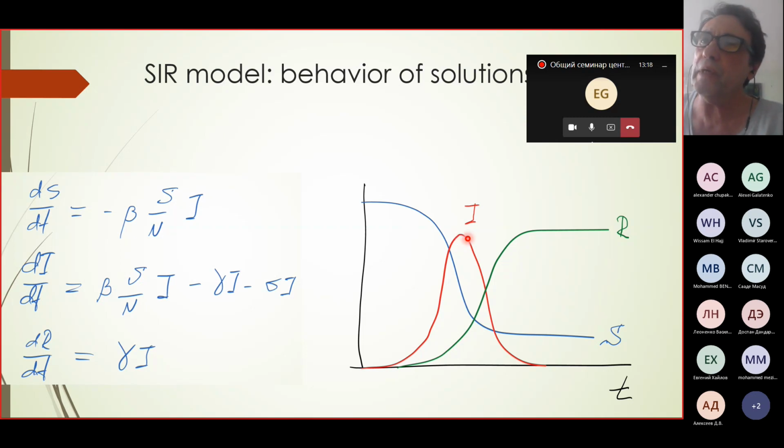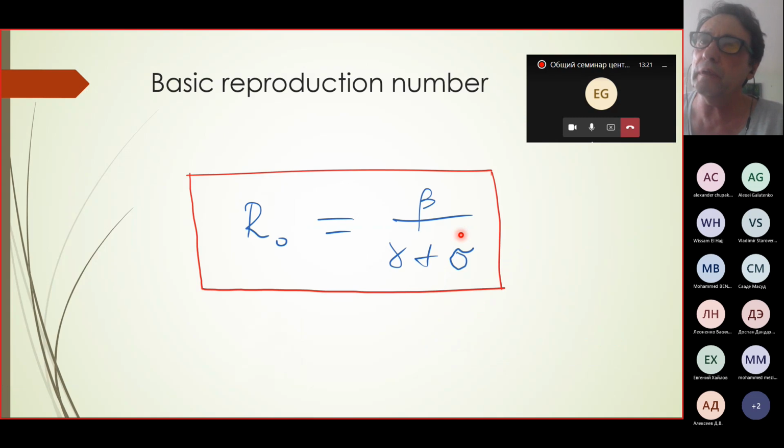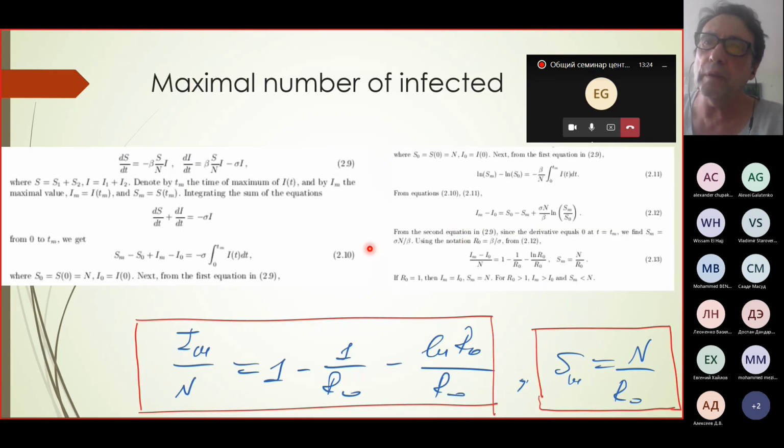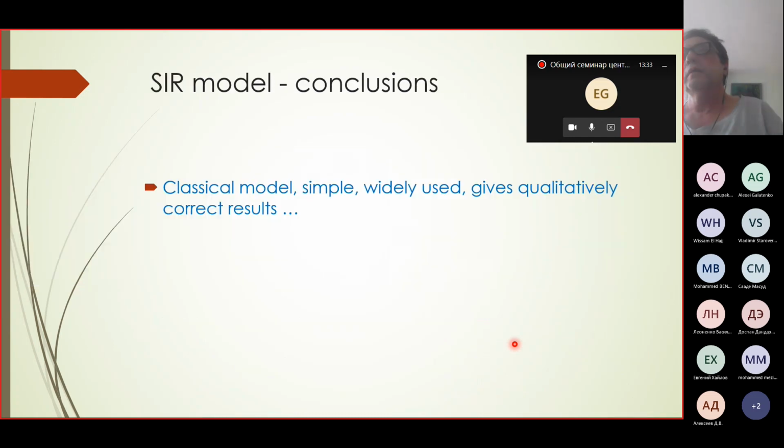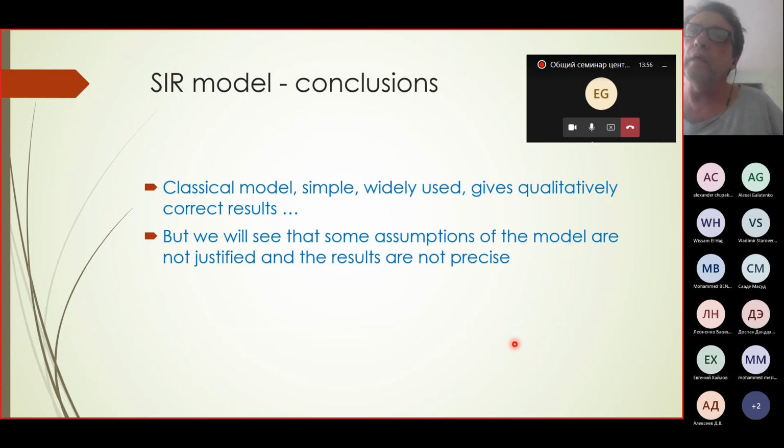we need to know this maximal number of infected, and in fact, we obtain an explicit analytical expression for this value. So all that is very well known, and just to finish this short introduction about the SIR model: it's a classical model, very well known. It is simple, it is widely used, it gives very nice and qualitatively correct results.